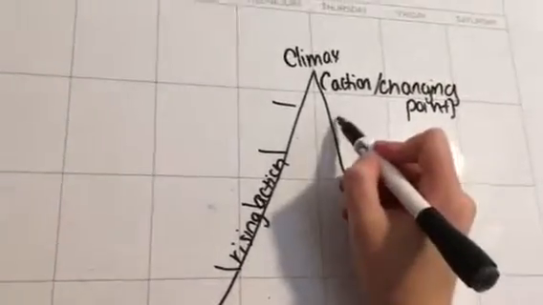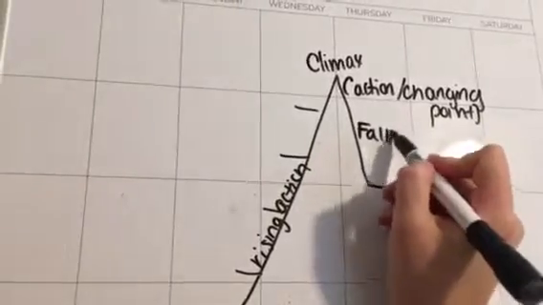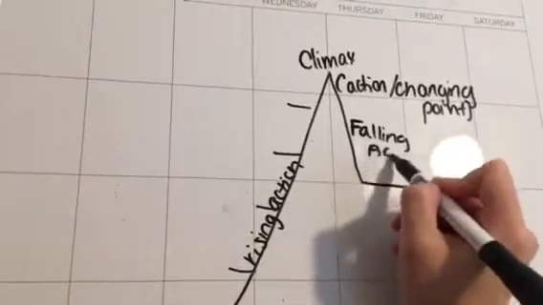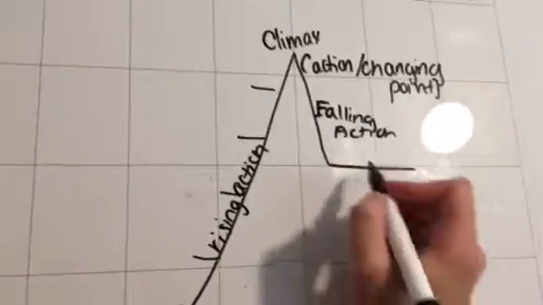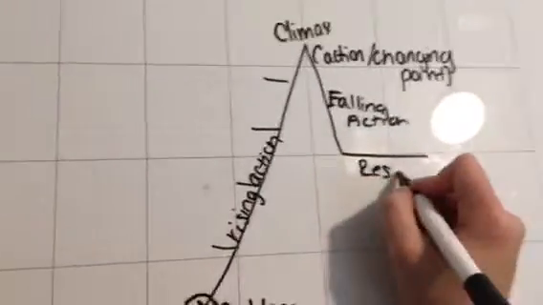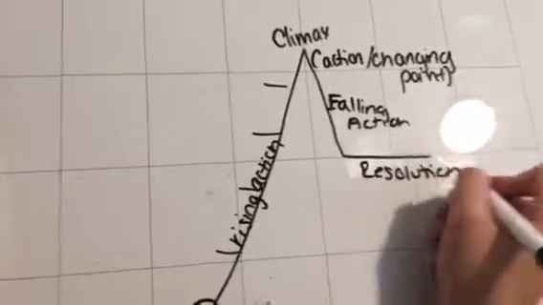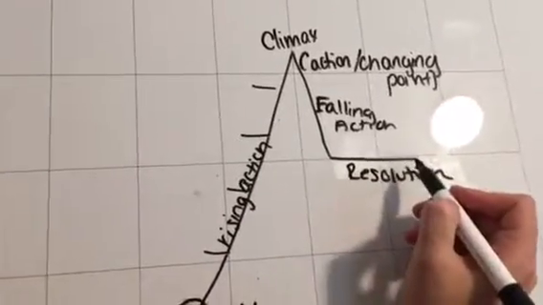Then after that, we have the falling action, which is some of the events that happen after that climax. And then finally, we have the resolution. And remember, we don't always have to like our resolution, but this is the end of the story.